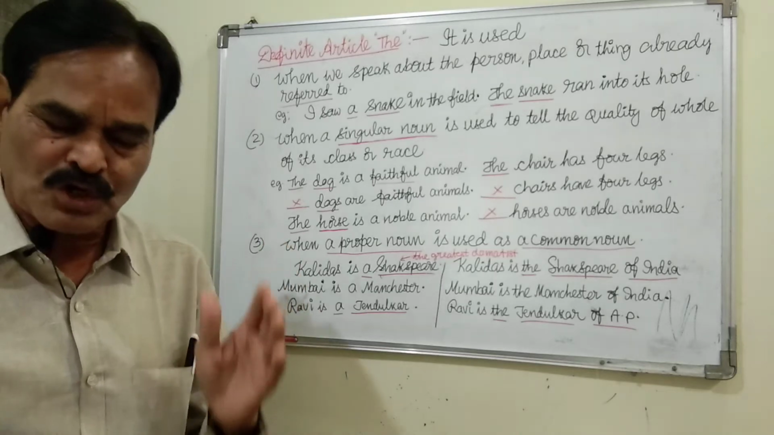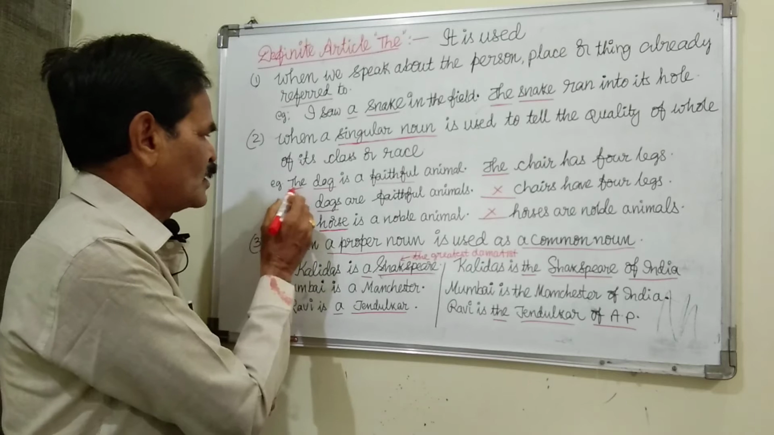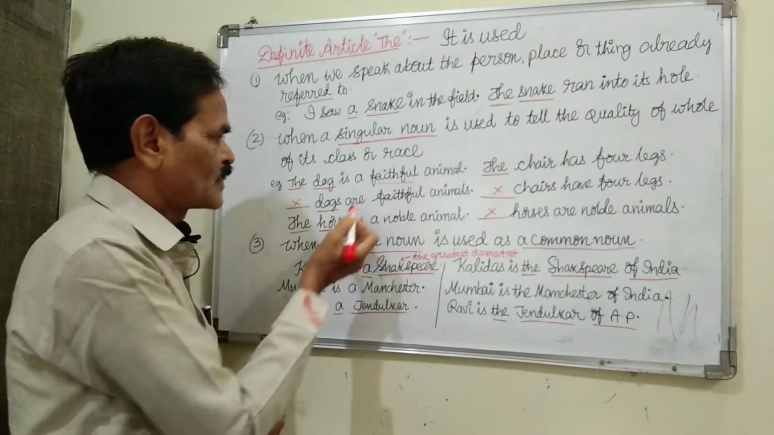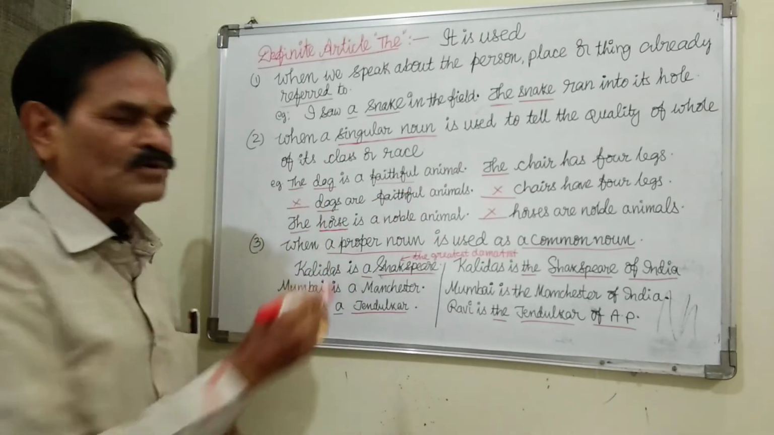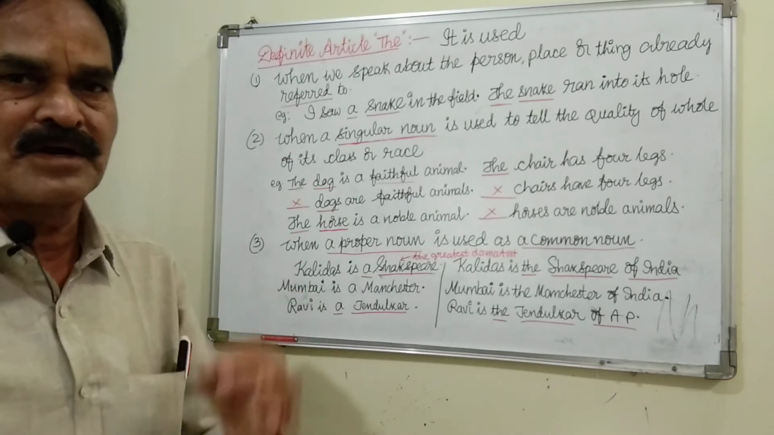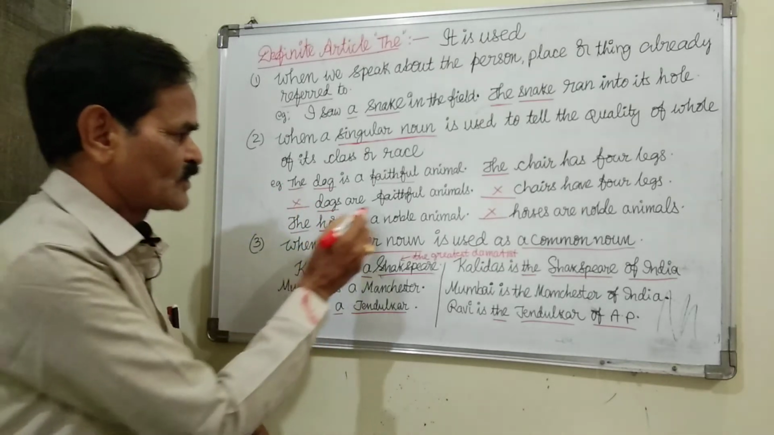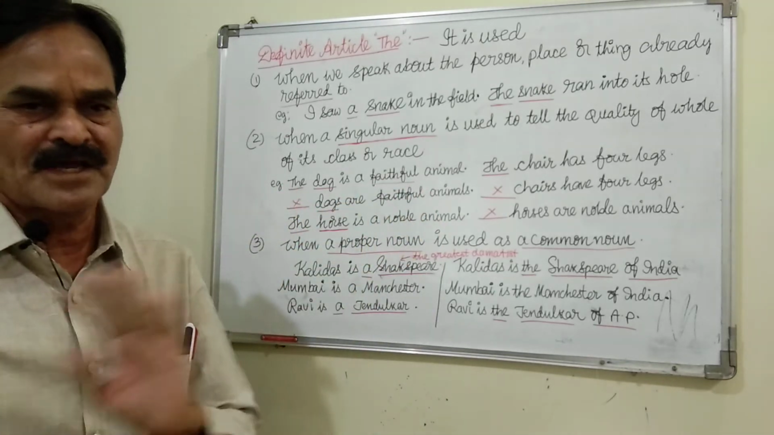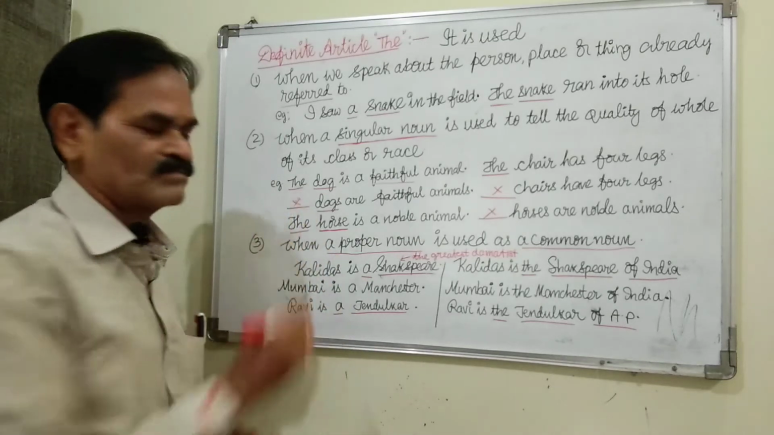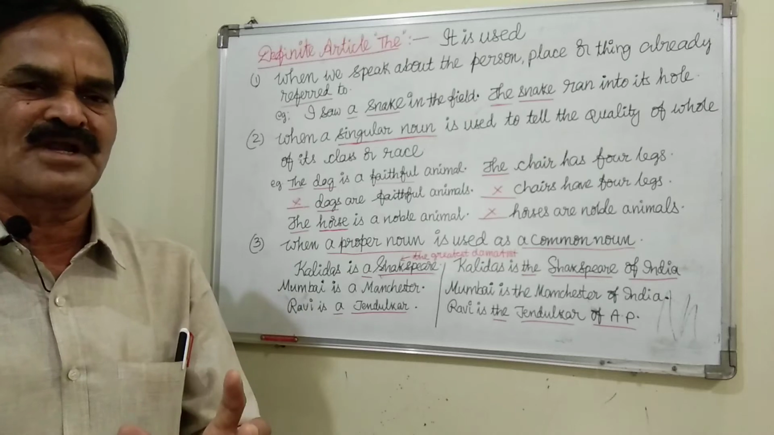Faithfulness is the quality of all the dogs. So when we use the singular noun dog and tell the quality of that animal, we have to use the: the dog is a faithful animal. If we use plurals, dogs are faithful animals, then no article should come. We cannot say the dogs are faithful animals.